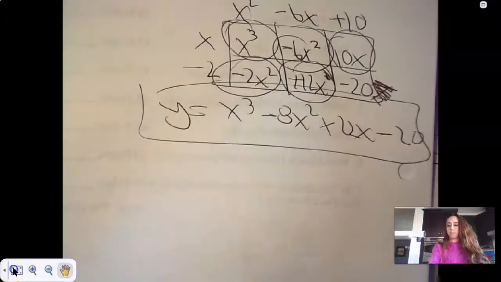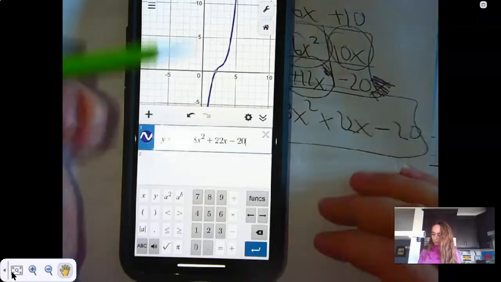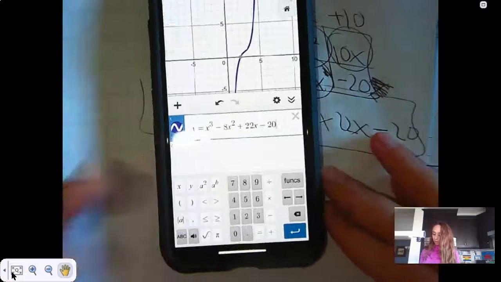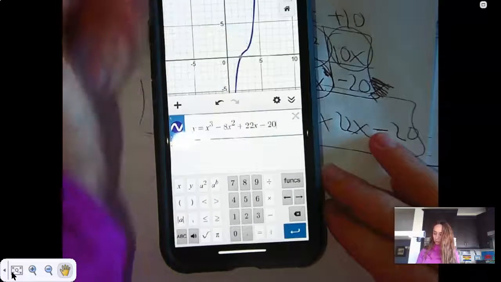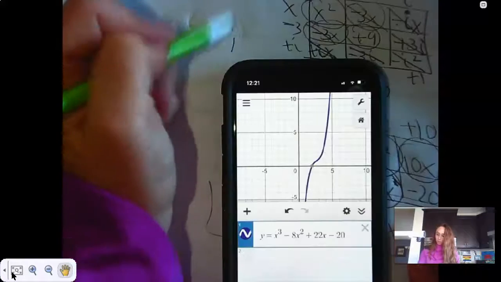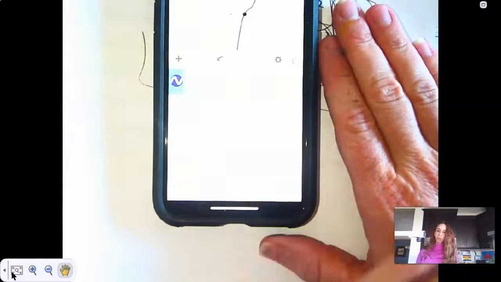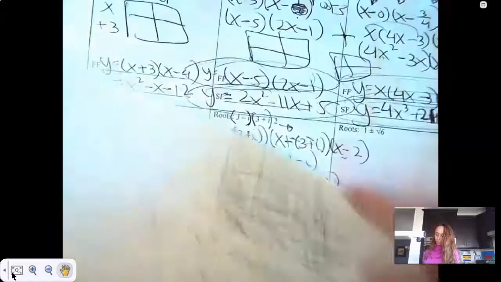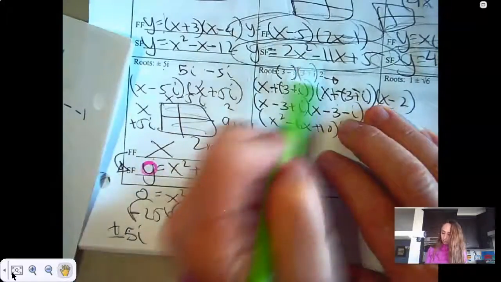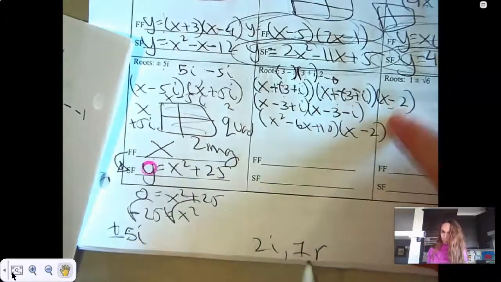Hold on. So I graphed it on Desmos. I saw that it was a cubic. It kind of does a loose graph like this. I see that it has one real root at 2. And if you look back here, where is my problem? Hot mess a little bit. My one real root is 2.